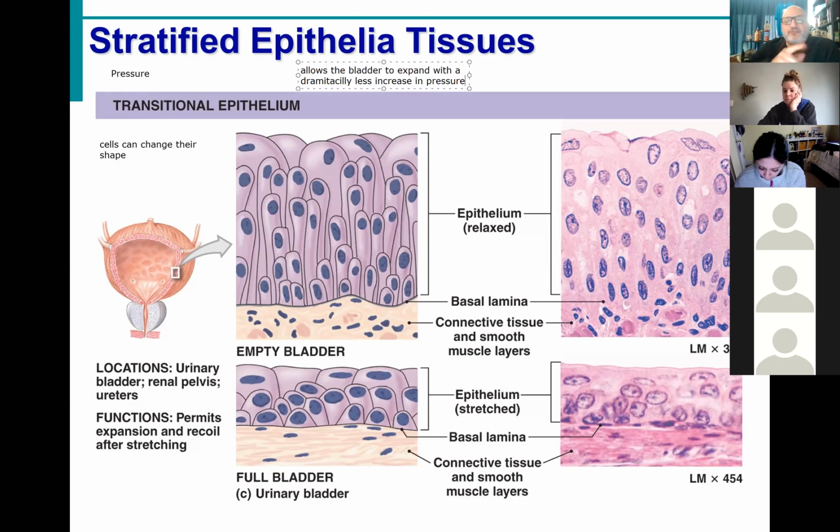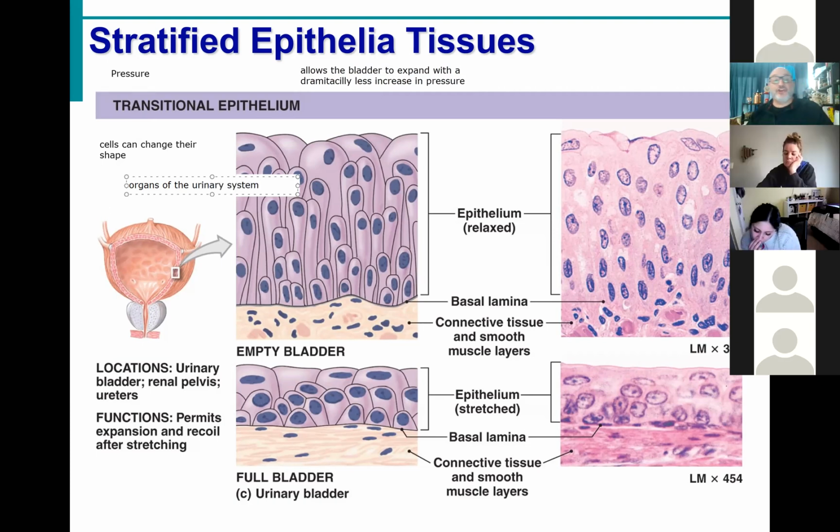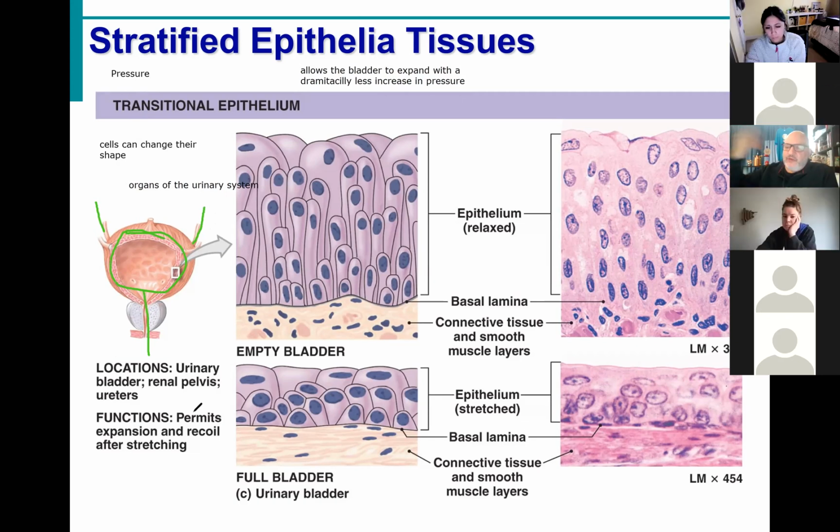And so not surprisingly, this transitional epithelial tissue is found exclusively in the urinary system. This is in the organs and only in the organs of the urinary system. So that means the two ureters that bring urine from the kidney to the bladder itself, the bladder, and then the urethra going out. Those four structures, and only those four structures, are lined with transitional epithelium. Now, again, we get back to why. I see there's two hands. Give me a second. Where would another great location to have this tissue be?